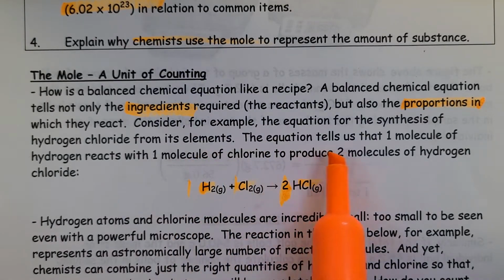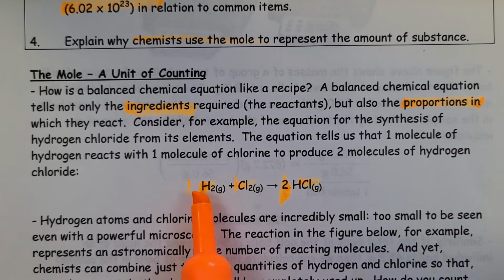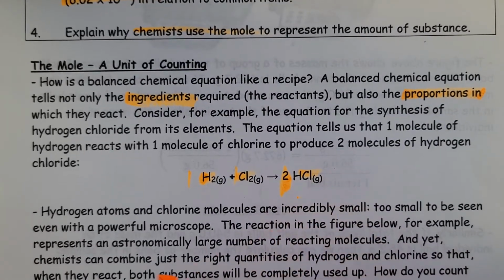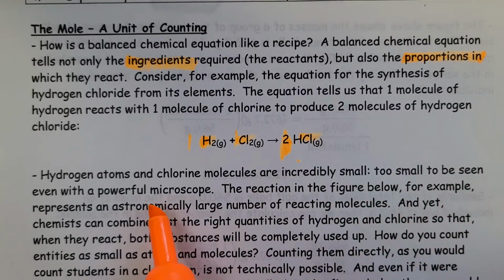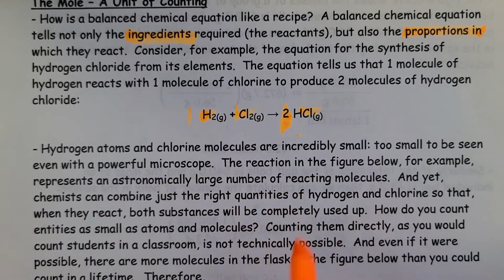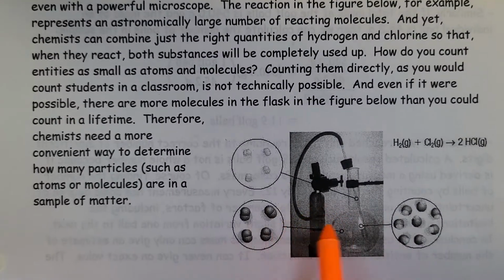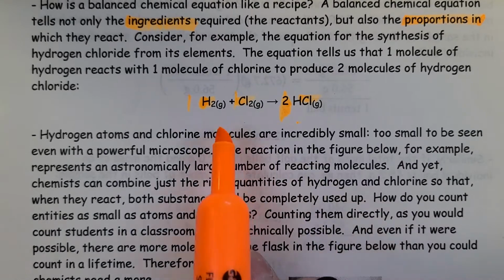So consider, for example, the equation for the synthesis of hydrogen chloride from its elements. The equation tells us that 1 molecule of hydrogen and 1 molecule of chlorine produces 2 molecules of hydrogen chloride. Hydrogen atoms and chlorine molecules are incredibly small, too small to be seen even with a powerful microscope. The reaction in the figure below, for example, represents an astronomically large number of reacting molecules. So if we have it this way. And yet chemists can combine them in the right quantities of hydrogen and chlorine so that when they both react, both substances will be completely used up, as in this case.